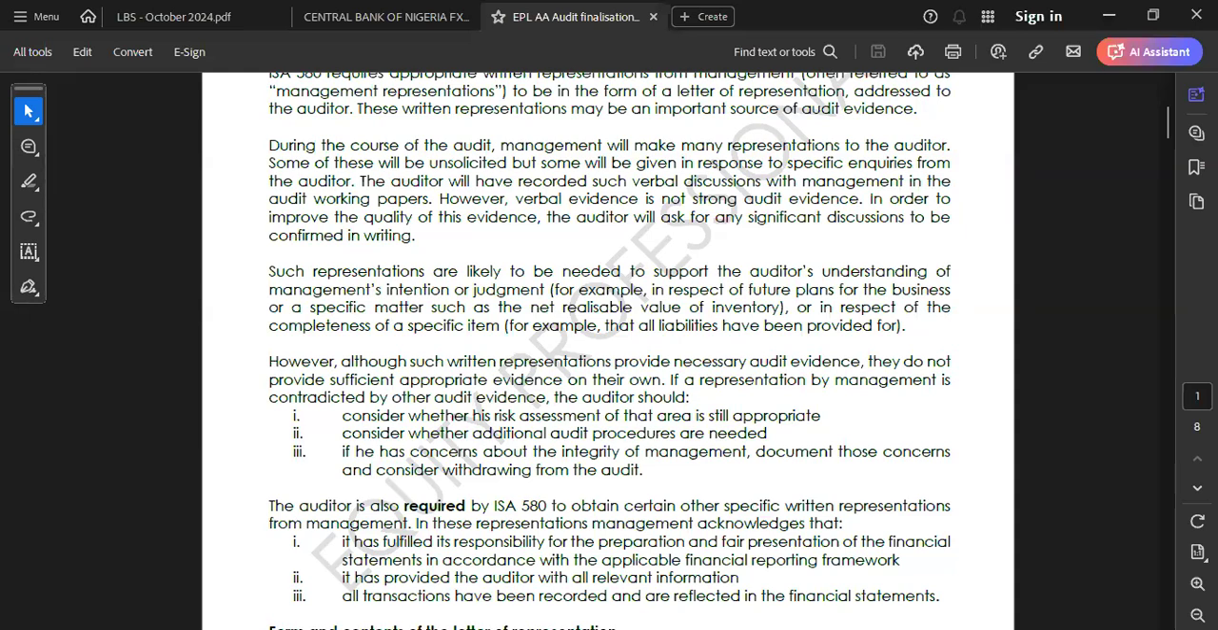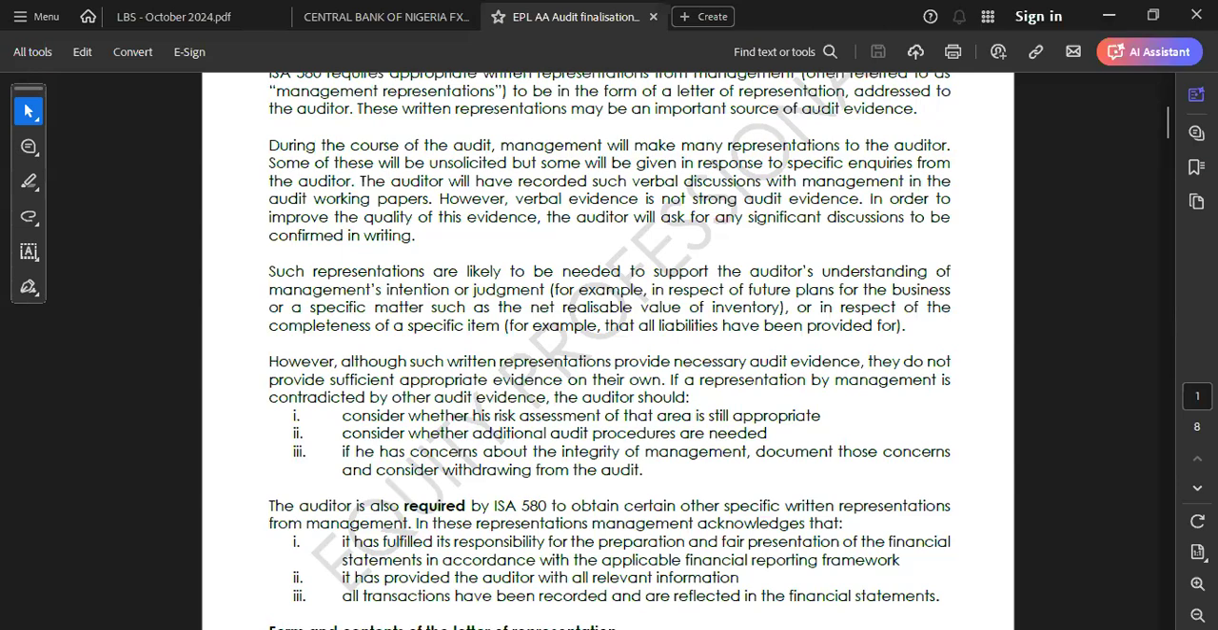And I must quickly say here that letter of representation, or written representation as it's mostly called, or management representations, all these three are one and the same. So if I'm saying written representation, it also means letter of representation or management representation. But they are different from what we call letter of weakness, and also different from what we call management letter. Letter of weakness and management letter are the same, just like management representation and written representation letter are the same, but they are different from each other.